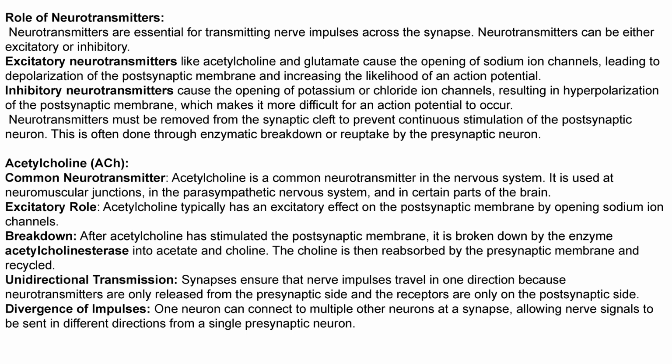Now we discuss the role of neurotransmitters. Neurotransmitters are essential for transmitting nerve impulses across the synapse. Neurotransmitters can either be excitatory or inhibitory. Excitatory neurotransmitters like acetylcholine and glutamate cause the opening of sodium ion channels, leading to depolarization of the postsynaptic membrane and increasing the likelihood of an action potential. Inhibitory neurotransmitters cause the opening of potassium and chloride ion channels, resulting in hyperpolarization of the postsynaptic membrane, which makes it more difficult for an action potential to occur.